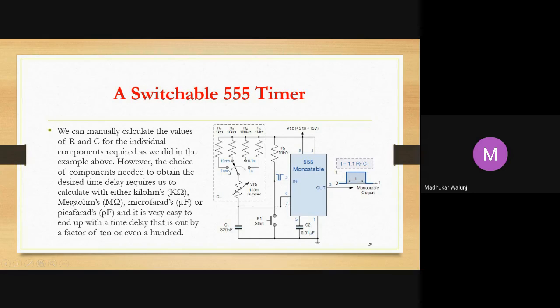If we require a 1 millisecond timer, we can go for the 1 kilo ohm resistor. If we require 10 milliseconds, we can go for 10 kilo ohm. If we require 0.1 second, we can go for 100 kilo ohm, and if we require 1 second, we can go for 1 mega ohm with the 820 nanofarad capacitor. So using this arrangement, we can have a switchable 555 timer.